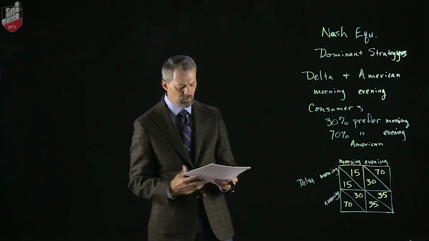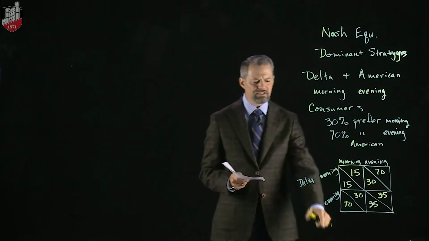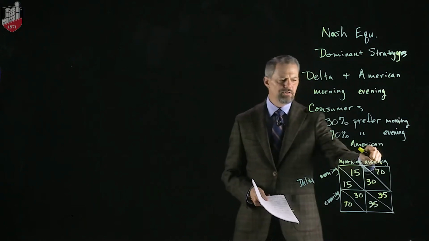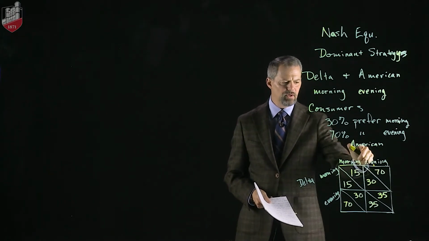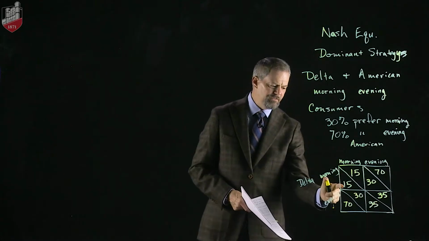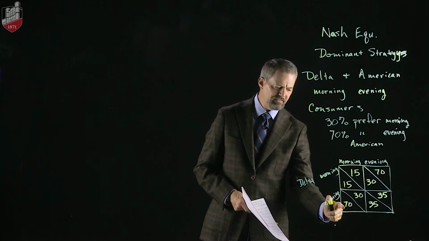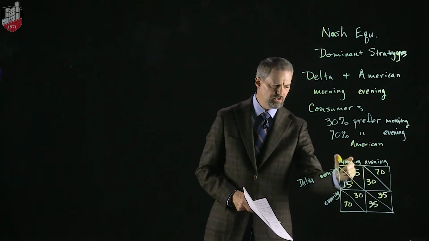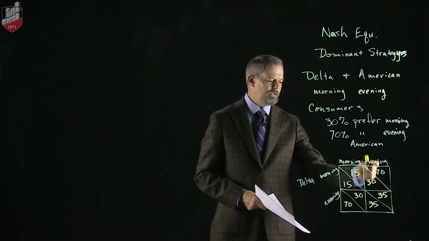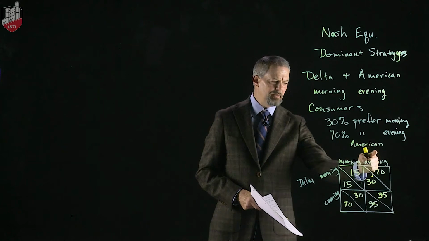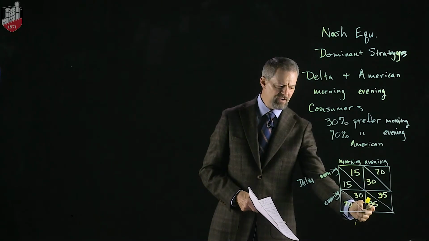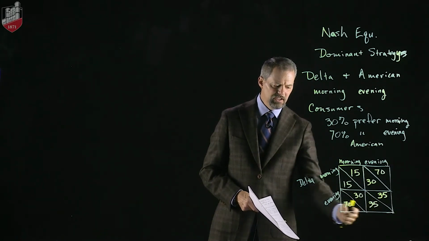So let's start by considering the point of view of Delta. Okay, so let's think about Delta's point of view. Delta knows that American can either choose morning or evening. Let's suppose that American chooses morning. Well, then Delta is either going to get a payoff of 15% or a payoff of 70%. So if American chooses the morning strategy, then Delta's better off choosing evening, with 70. On the other hand, American could choose evening, in which case Delta's either going to get 30% of the market or 35% of the market. It would prefer the 35, so it's going to choose evening.